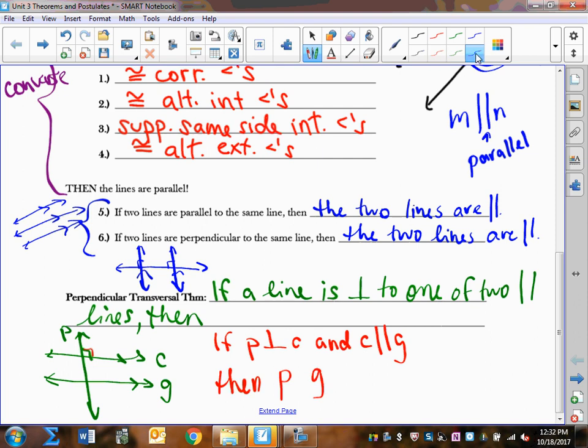All right, bring it back up front. What do we think? P and G, what's the relationship? Perpendicular, very good. Why? Because it's a straight line. Give me more. Say that louder and more information.